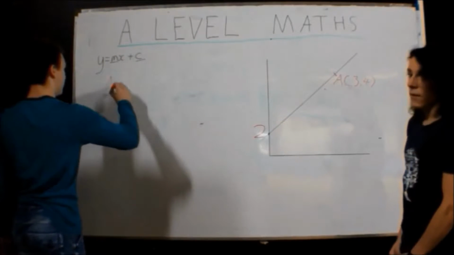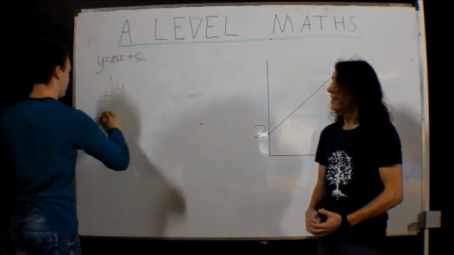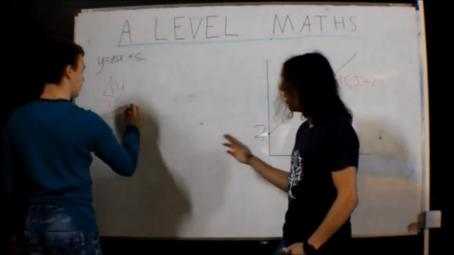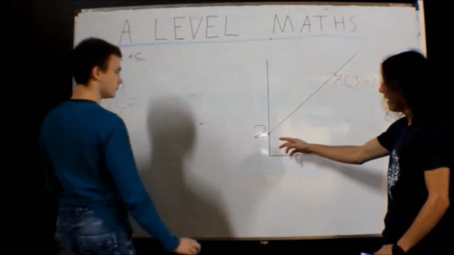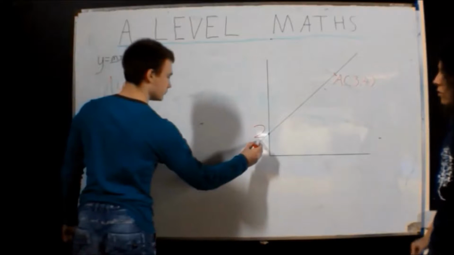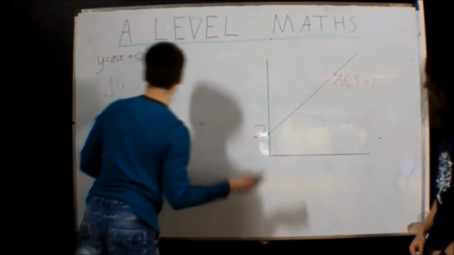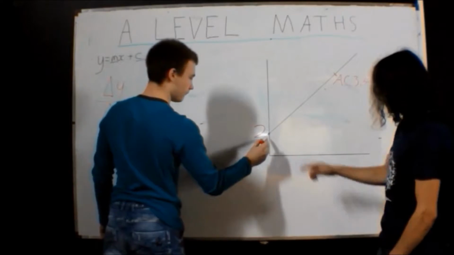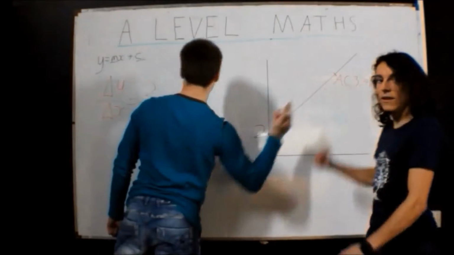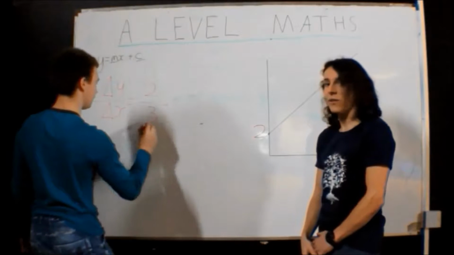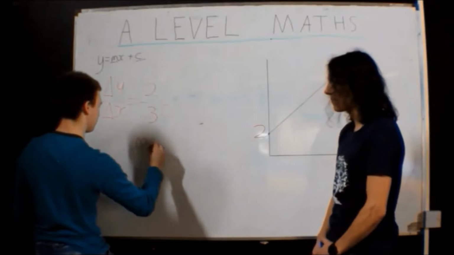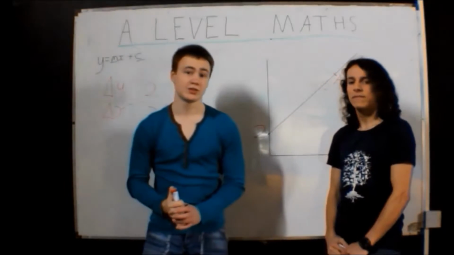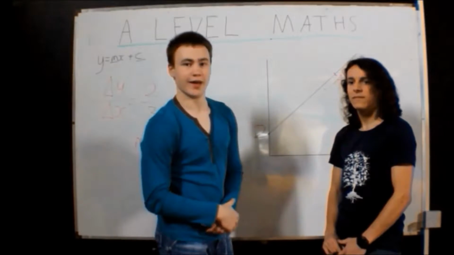So now we're going to work out the gradient. What we do is delta y over delta x, and what that means is the change in y over the change in x. So if you look here, the change in y is 2, so it's 2 at the top, and the change in x goes from 0 to 3, so it is 3. This makes the gradient 2/3, and that is it. That should be a revision of your GCSE. Now let's get on to some real maths.